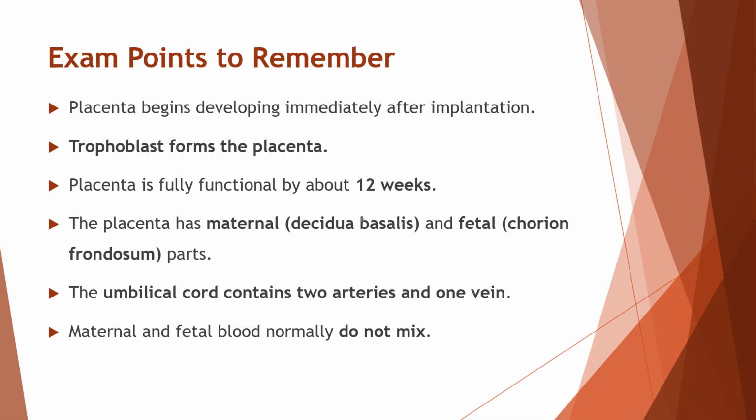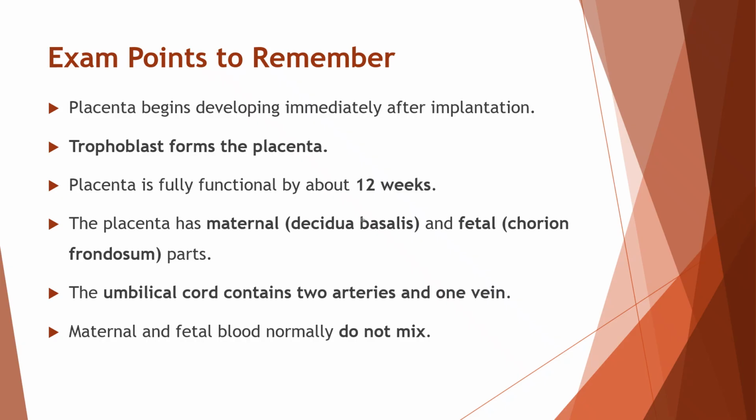Before we finish, let us quickly revise the important exam points. The placenta begins to develop soon after implantation. The trophoblast is the tissue that forms the placenta. By the 12th week of pregnancy, the placenta is fully developed and functions effectively. The placenta has two parts. The fetal part is called the chorion frondosum, and the maternal part is called the decidua basalis.